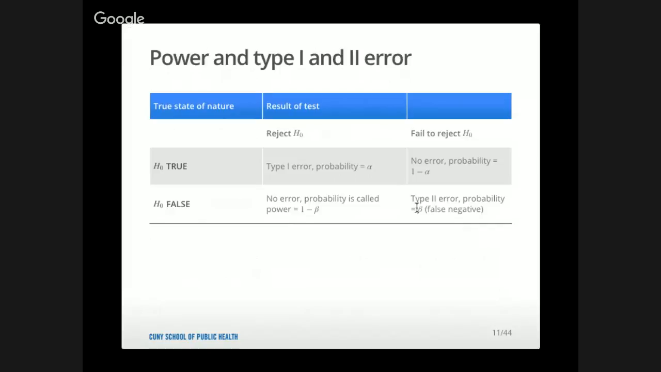So we've learned some key vocabulary already today: the null and alternative hypotheses, type 1 error, type 2 error, and power. Any questions about these so far?